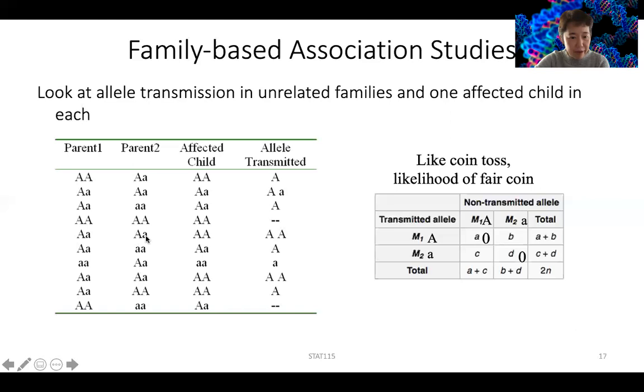The fourth family has no information. The fifth family, we know that in the first parent it is the big A that's transmitted. In the second parent it is also the big A that's transmitted. So there are two big A's transmitted in here. Next one, it's the big A that's important. This one has no information. Next one, it's the small a that's important. This one, the first parent has no information, and so on. So you always look at the informative allele that's transmitted.